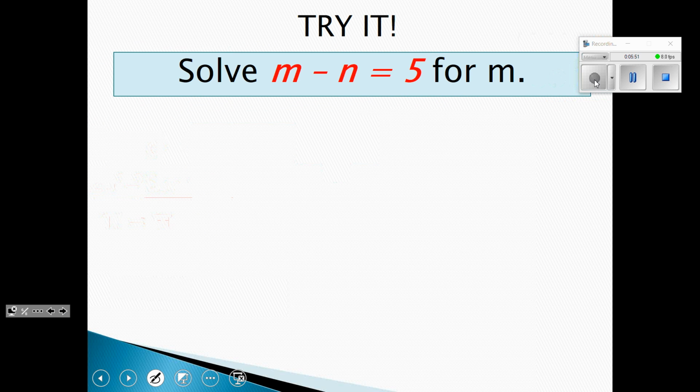Okay, so we're going to try to solve for a variable. When you read these, solve m minus n equals 5 for m. I'm looking for m, so I like to circle what I'm trying to get by itself. It just helps me visually.